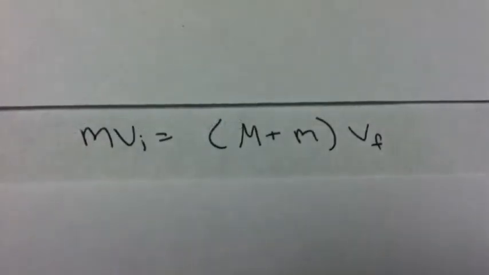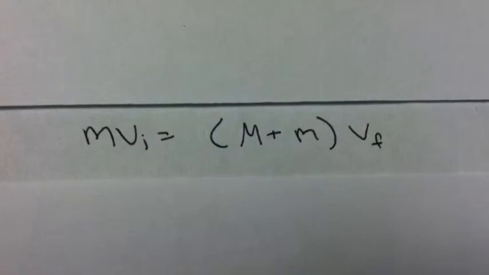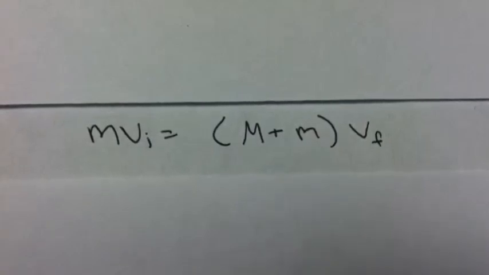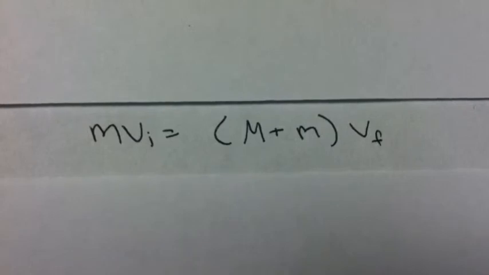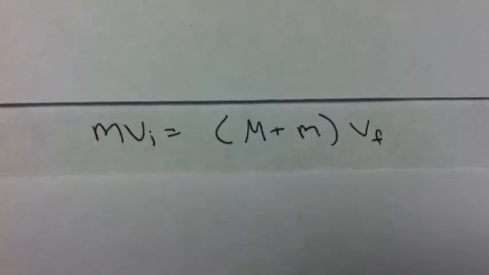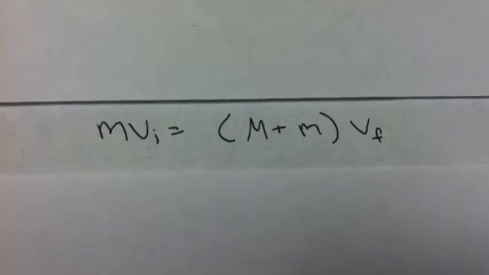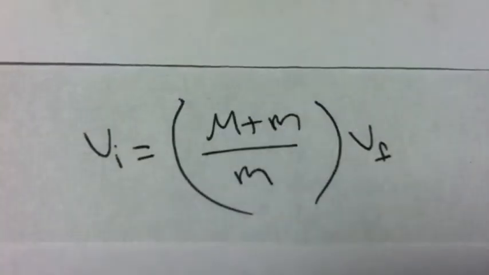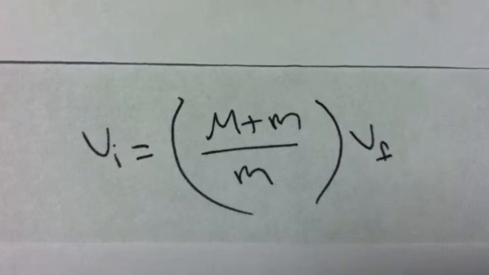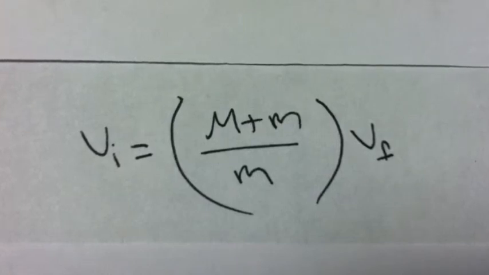To find velocity initial, we must first start with this equation. Lowercase m times velocity initial equals parentheses uppercase M plus lowercase m parentheses times velocity final. When you rearrange the equation so that it equals velocity initial, it should look just like this.